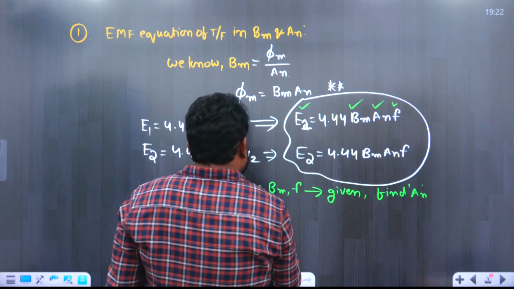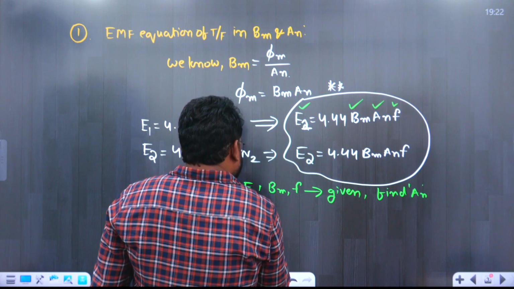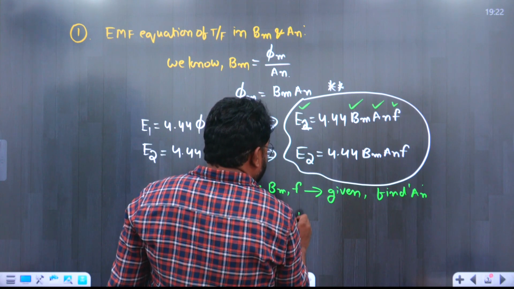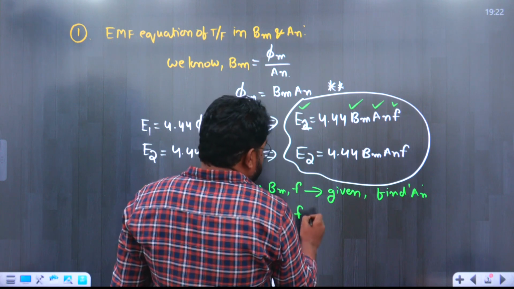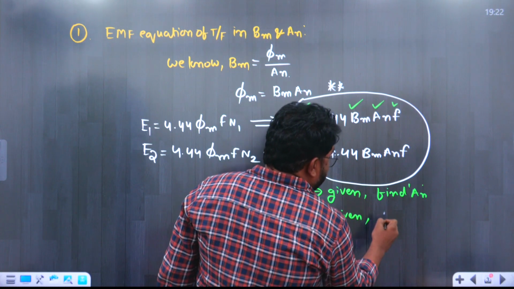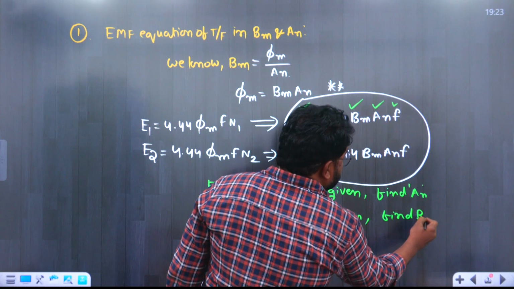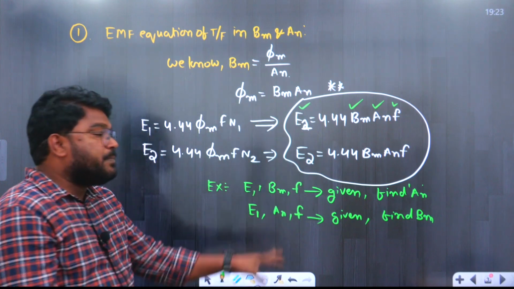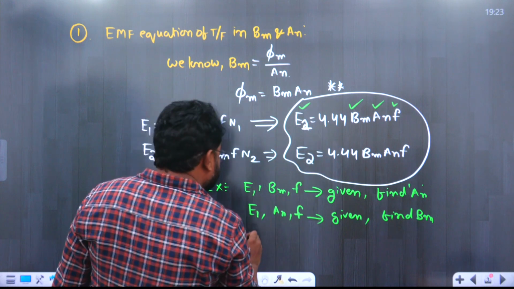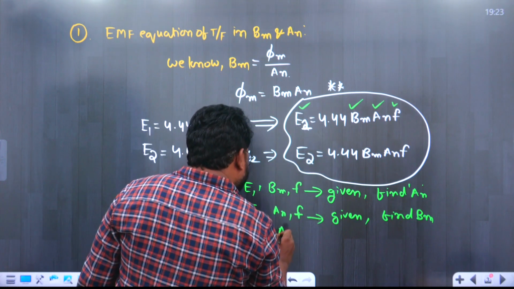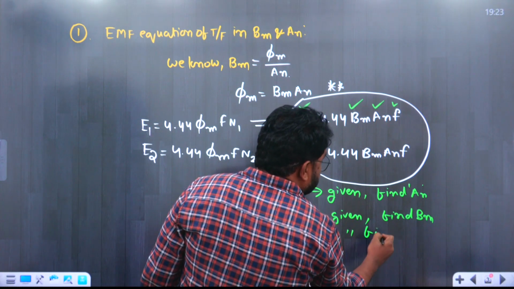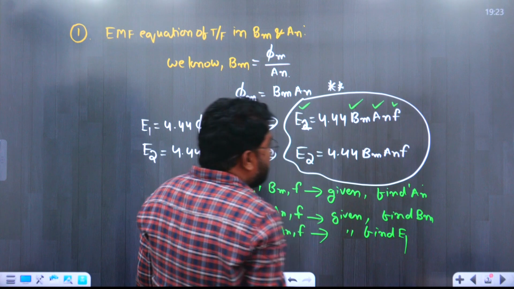Another possibility of the question: the EMF induced in the primary winding, the net cross-sectional area and the frequency of the transformer are given, and find the flux density of the transformer core. And one more possibility from this equation: Bm, An and frequency are given, and you find the EMF induced in the primary winding.